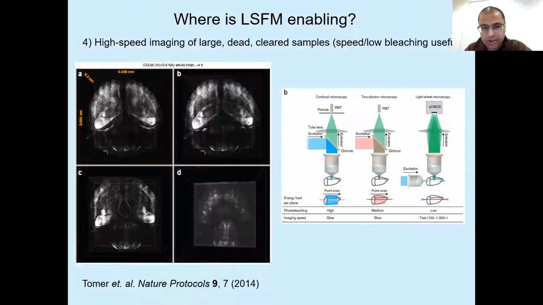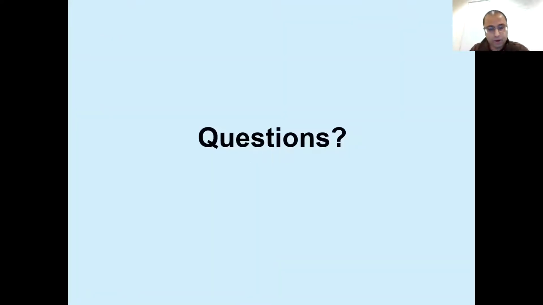Before I go into some of the problems of light sheet microscopy, are there any questions at this point on the hardware or the implementations? Anybody? Harry, this is Rahul. Yes.